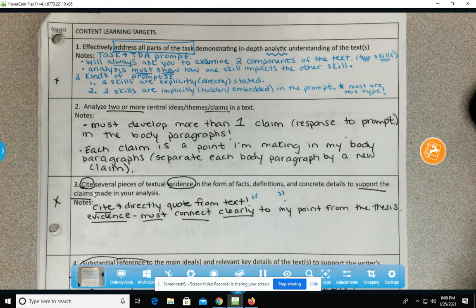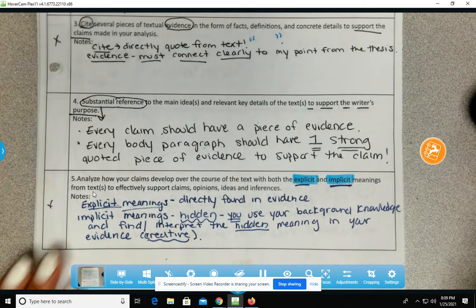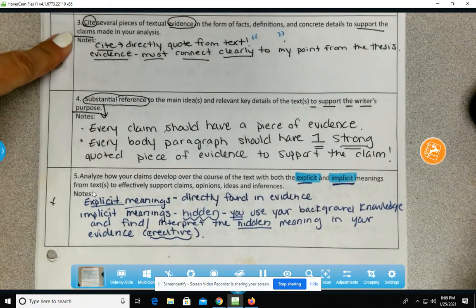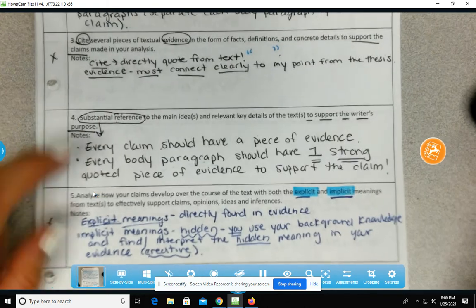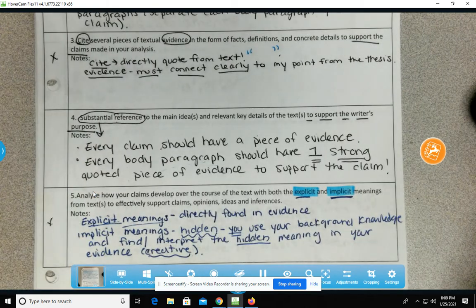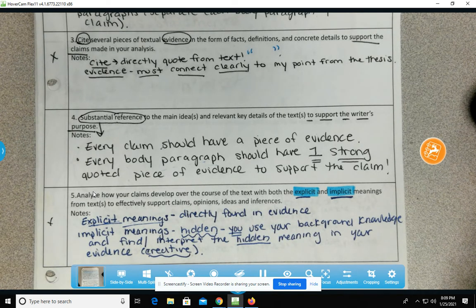The next area ties into 2 learning targets. This is the final step we've talked about until today. That's number 3, to cite evidence. We use quotation marks. We make sure that evidence fully connects to our thesis nicely. And we do have to make sure, learning target number 4, that we have substantial references. In other words, we have enough relevant evidence.